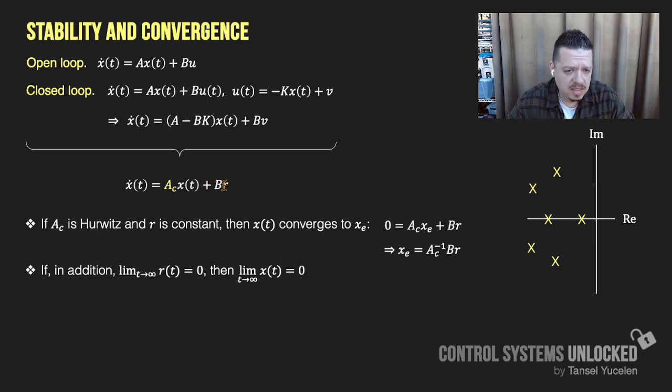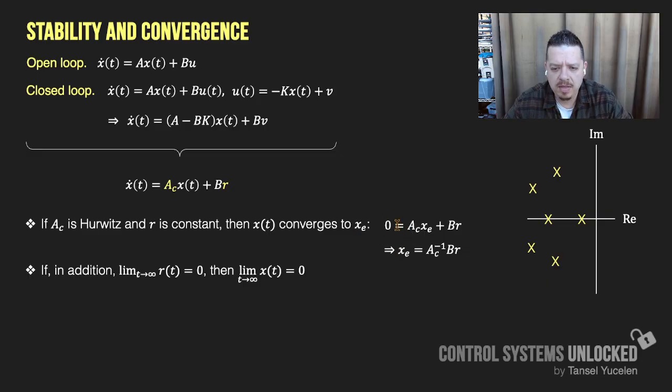And in the case when you have a constant r and A_c is Hurwitz, then the first result says if A_c is Hurwitz and r is constant, then x will converge to some equilibrium point. To characterize this equilibrium point, or to find any equilibrium point, all you need to look at is the point where motion stops. And the motion stops when x dot is zero. So 0 equals A_c x_e plus r. It is a constant now based on this result, r is constant. So we have an algebraic equation right now. We need to solve this for x_e.